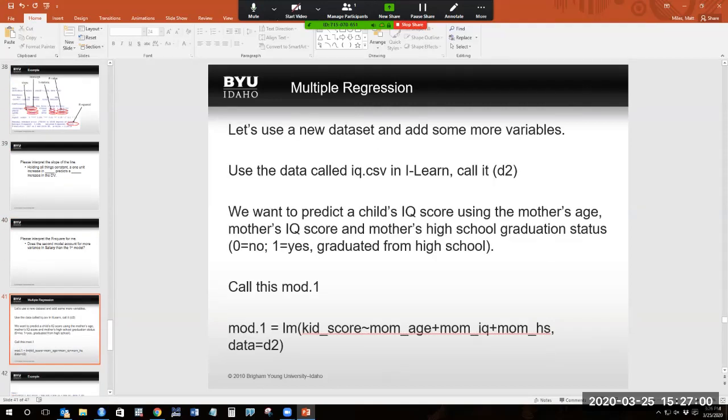Okay, so now I want you guys to practice. I want you to predict kids' score by the mom's age, the mom's IQ, and the mom's high school, and then tell me which of these are statistically significant variables. So go ahead and pause.